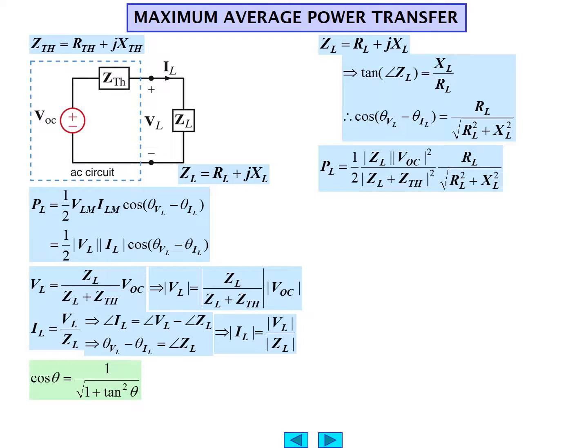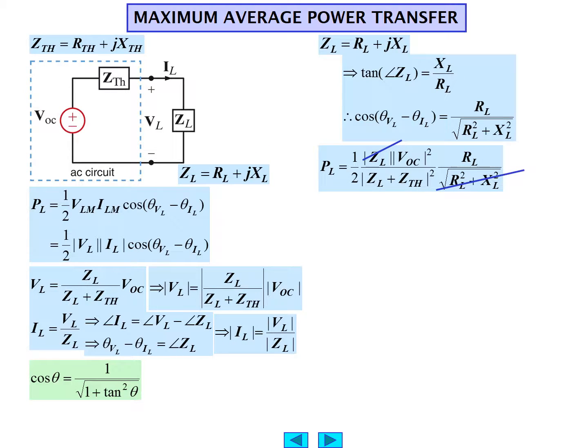And P sub L can then be analyzed in terms of those terms, which we now have. We have all the terms for P sub L, including the cosine of the difference of the angles, which is the last term, R sub L divided by the square root of R sub L squared plus X sub L squared.